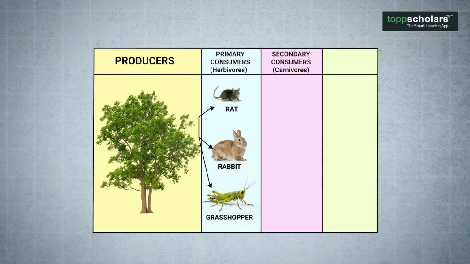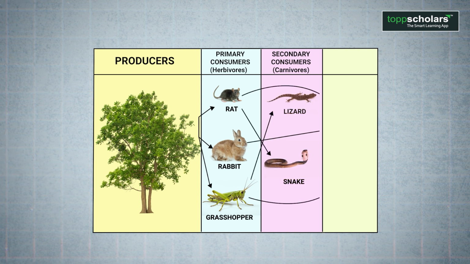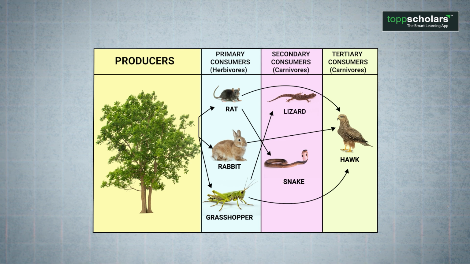Secondary consumers are the animals which eat primary consumers, or they eat the flesh of other animals. For example, lizard and snake. Flesh-eating animals are called carnivores. And then again, these secondary consumers are eaten by tertiary consumers such as hawk. So all these organisms are dependent on each other. That is how the food chain works.